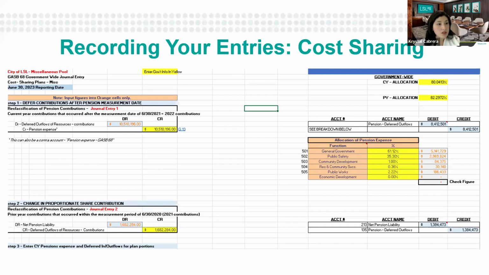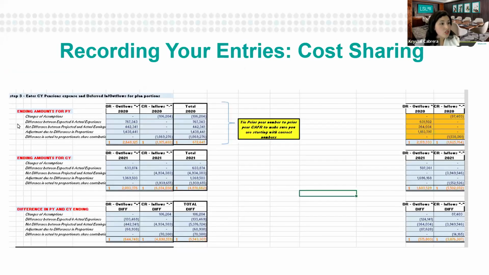And then if we move on to the next slide, you're basically just going to take prior year's amounts and the current year deferred inflows and outflows, figure out what the difference will be, and that'll be what you end up adjusting for in your journal entry.